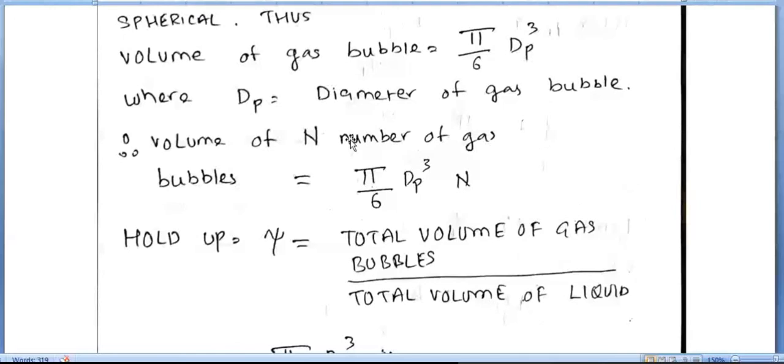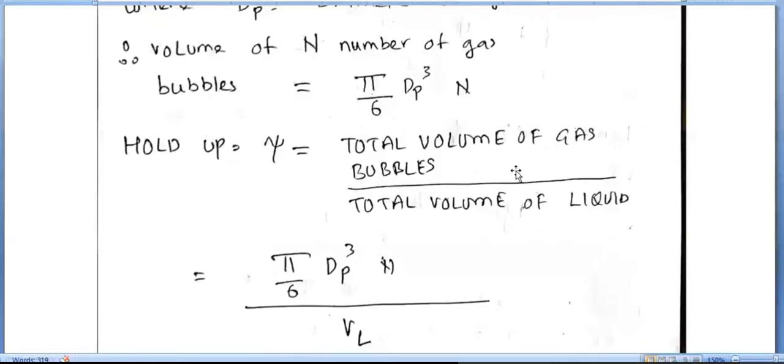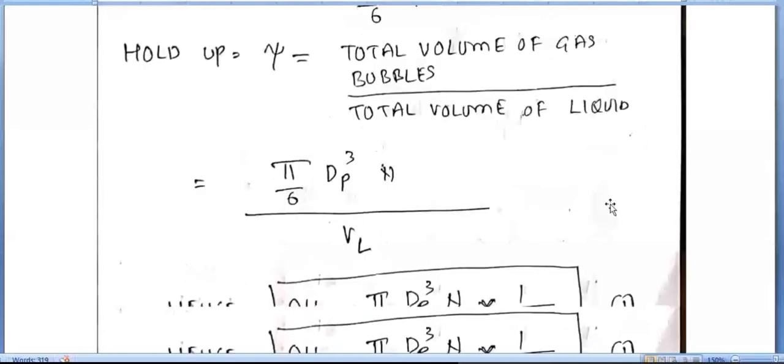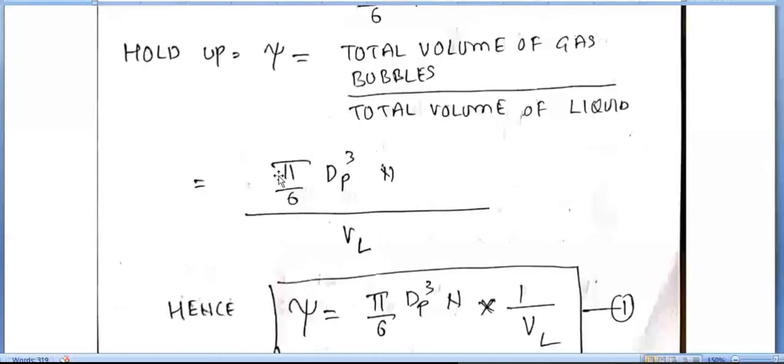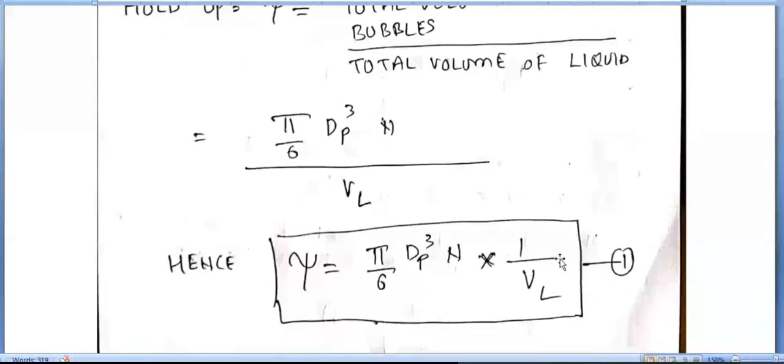Then hold up. What is hold up? This is a big question. The fraction of gas in the system is called hold up. So if hold up is high, there are more bubbles. If hold up is less, the number of bubbles is less. So if you decide you want more bubbles, there is more amount of upward creation, so suspension will be very easy for us. Xi is the total volume of the gas bubbles divided by the volume of the liquid, VL. This gives the value of Xi, that is the hold up fraction. This tells us the fraction of gas or air bubbles inside the total volume of the liquid.